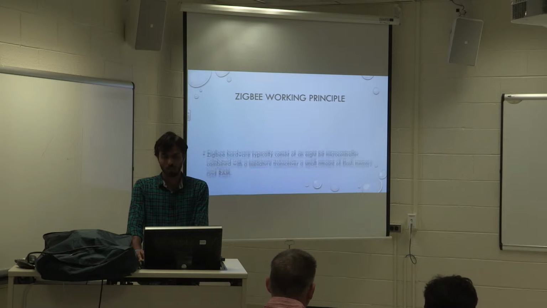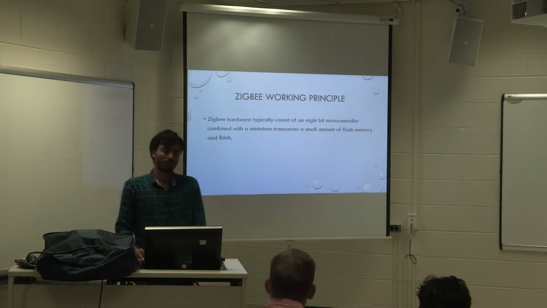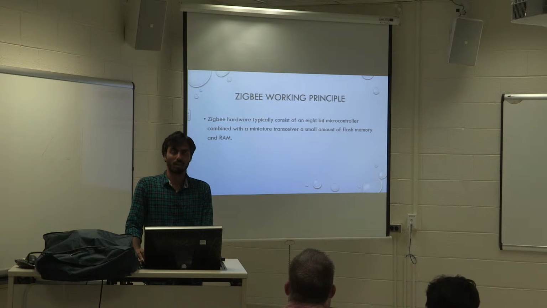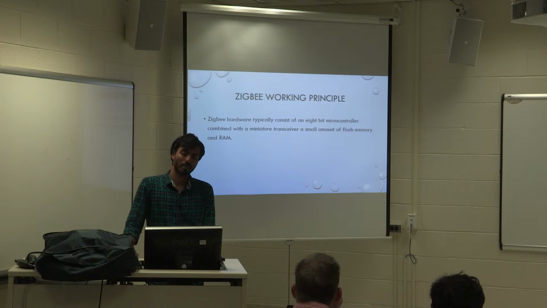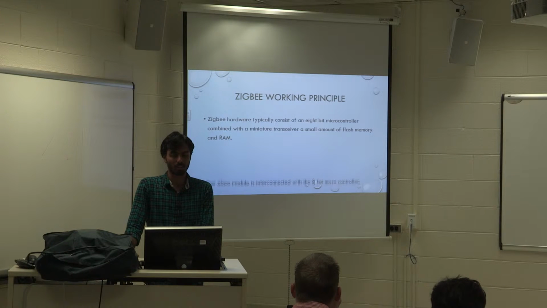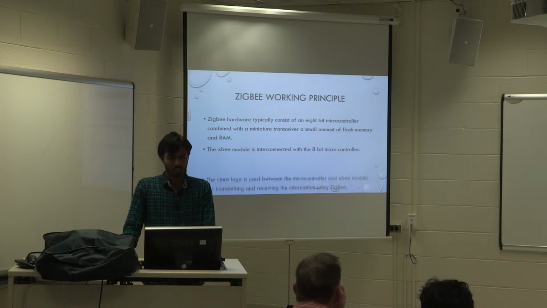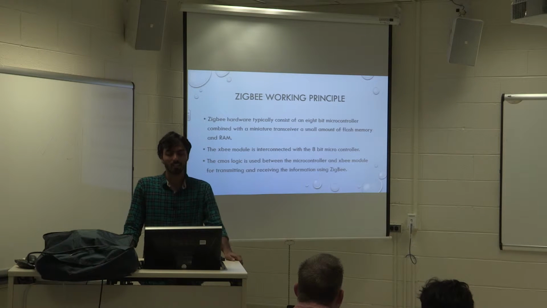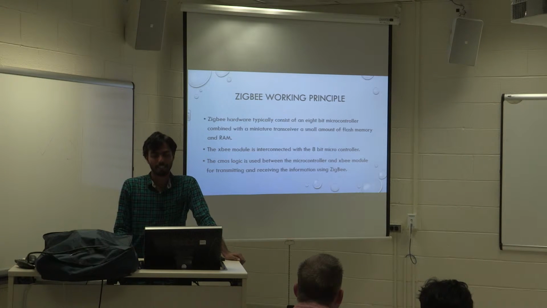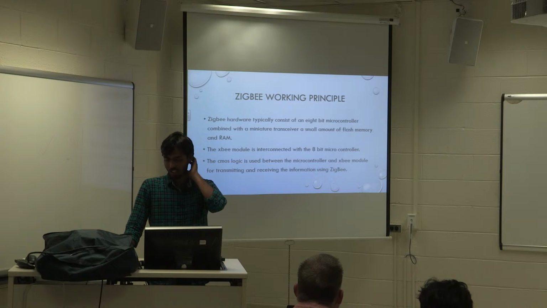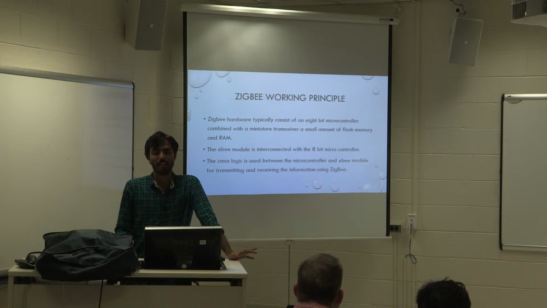Here is the Zigbee working principle. Zigbee hardware typically consists of an 8-bit microcontroller combined with a transceiver, which has a small amount of flash memory and RAM. The Zigbee module is interconnected with the 8-bit microcontroller, as we saw in the block diagram of car-to-car communication. We can use CMOS logic between the microcontroller and the Zigbee module for transmitting and receiving information.